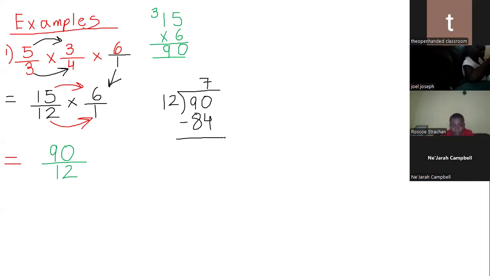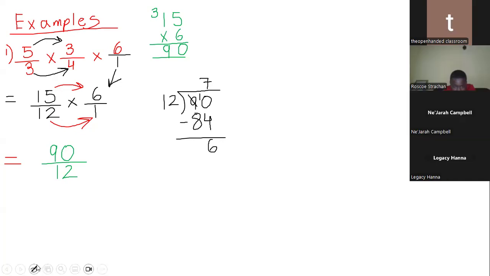90 minus 84 is what? 6. This is the remainder. So what is the whole number? 7. And what's the numerator? 6. Very good. What is the denominator? 12. Very good. 7 and 6, 12.